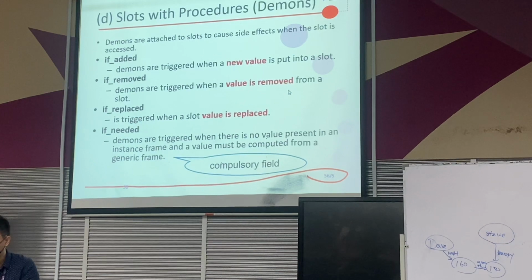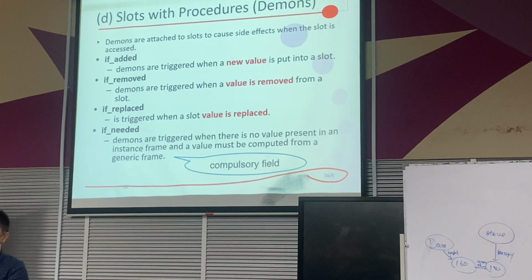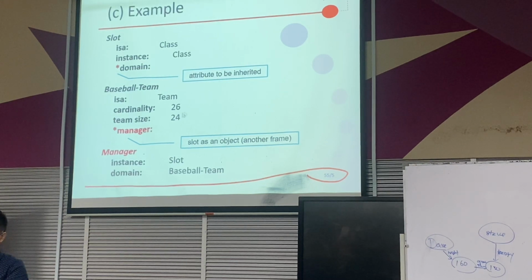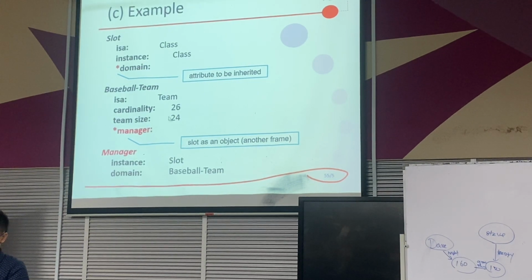Okay, and lastly is the daemons. So daemons in Java are called methods, right? Methods. So what is the purpose of these daemons here? If you refer to the previous case, the value that we put here is so-called static. We cannot change the value, right?